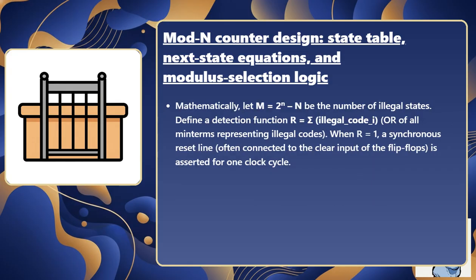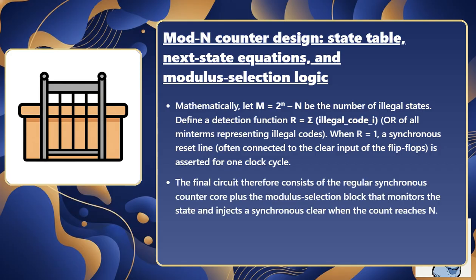Mathematically, let m equal 2 to the n minus N be the number of illegal states. Define a detection function r equals sigma of illegal code sub i, which is the OR of all minterms representing illegal codes. When r equals 1, a synchronous reset line, often connected to the clear input of the flip-flops, is asserted for 1 clock cycle. The final circuit therefore consists of the regular synchronous counter core plus the modulus selection block that monitors the state and injects a synchronous clear when the count reaches N.